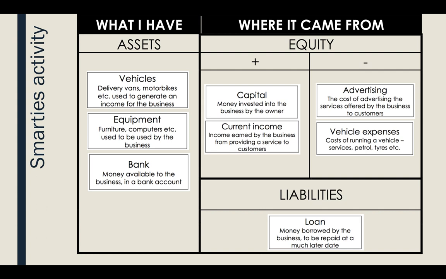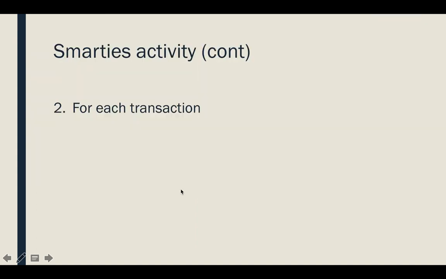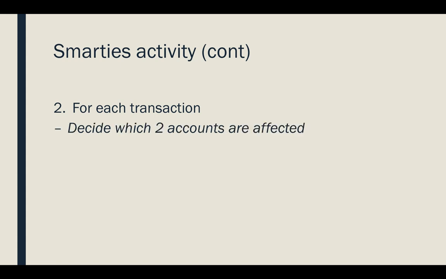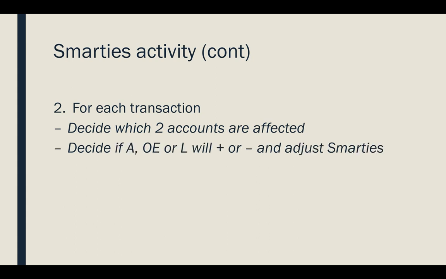Let's now imagine that the first transaction is that the owner contributes 5 Smarties to start the business. What 2 things are going to be affected? Well, if we are going to have the owner contributing money to the business, obviously capital is being invested, so the equity is going to get bigger. But at the same time, my bank account will get bigger because there's money that has been invested in the business. Okay, for each transaction, we're going to decide which 2 accounts are affected, as I've just done. I've said capital and bank.